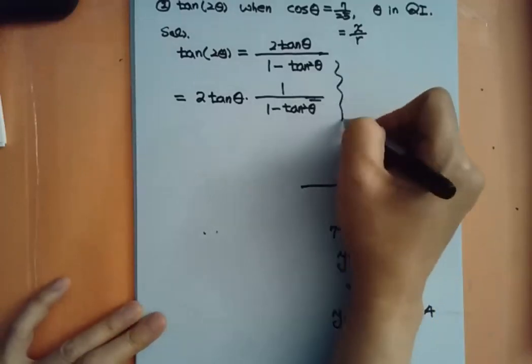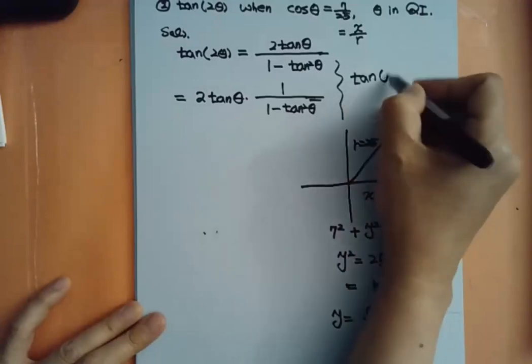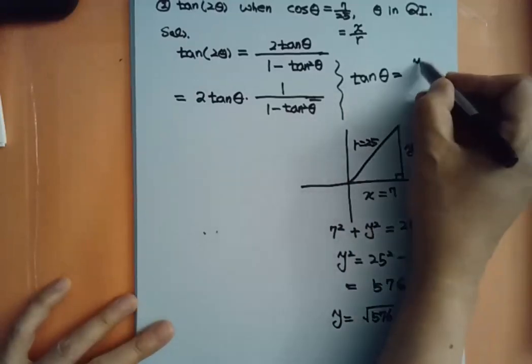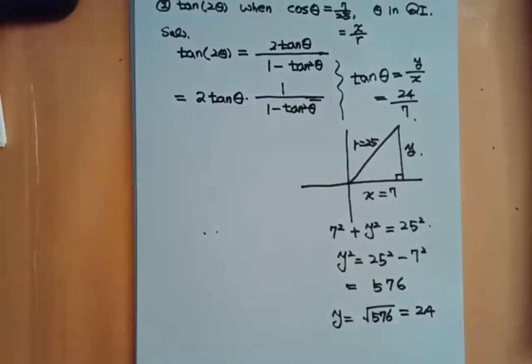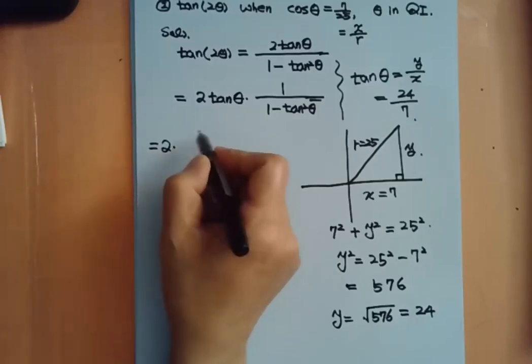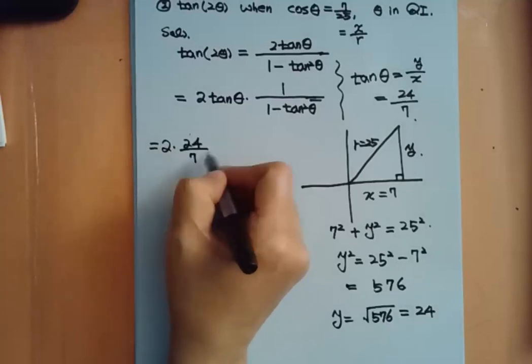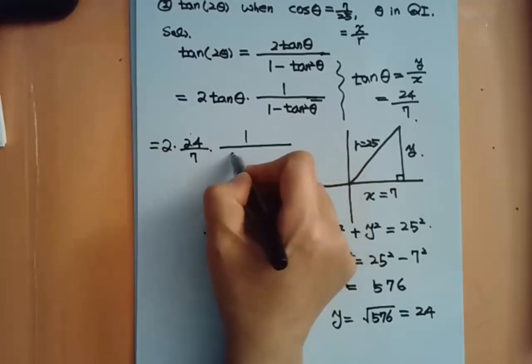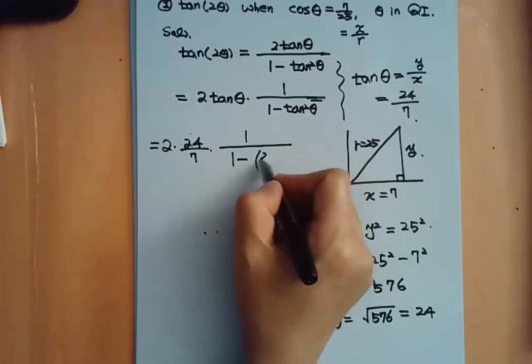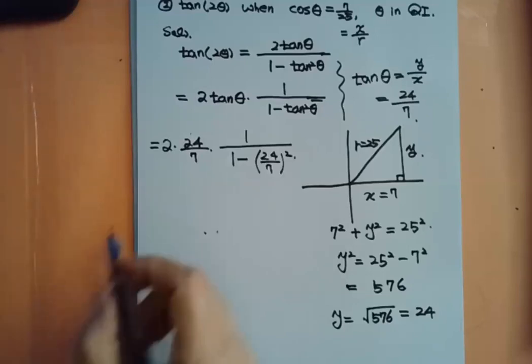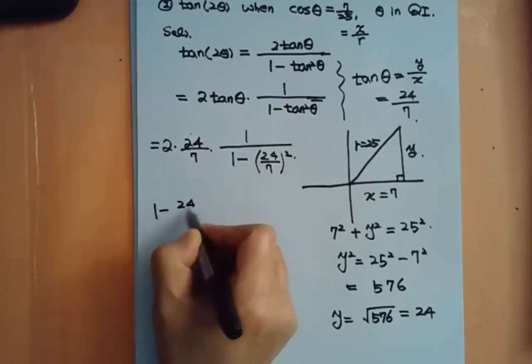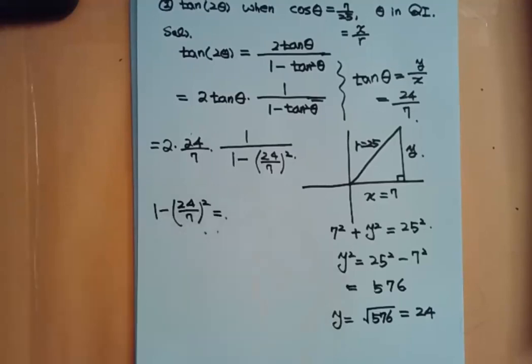So what we know from that calculation is tangent of theta equals y over x. y turned out to be 24 and x is 7. So 2 times tangent of theta is 24 over 7, times 1 over 1 minus tangent squared of theta. So 1 minus 24 over 7 squared. This time we want to calculate 1 minus 24 over 7 squared. We want to use the calculator.